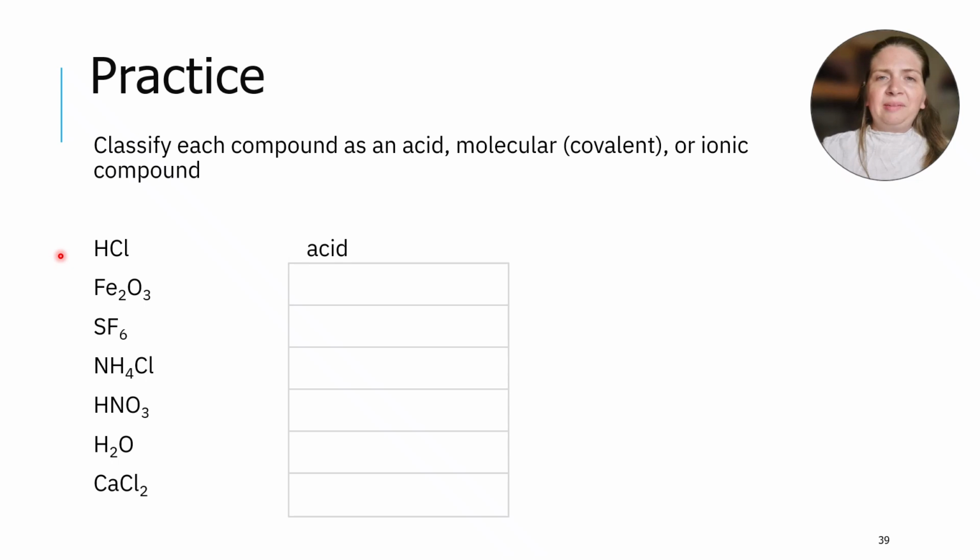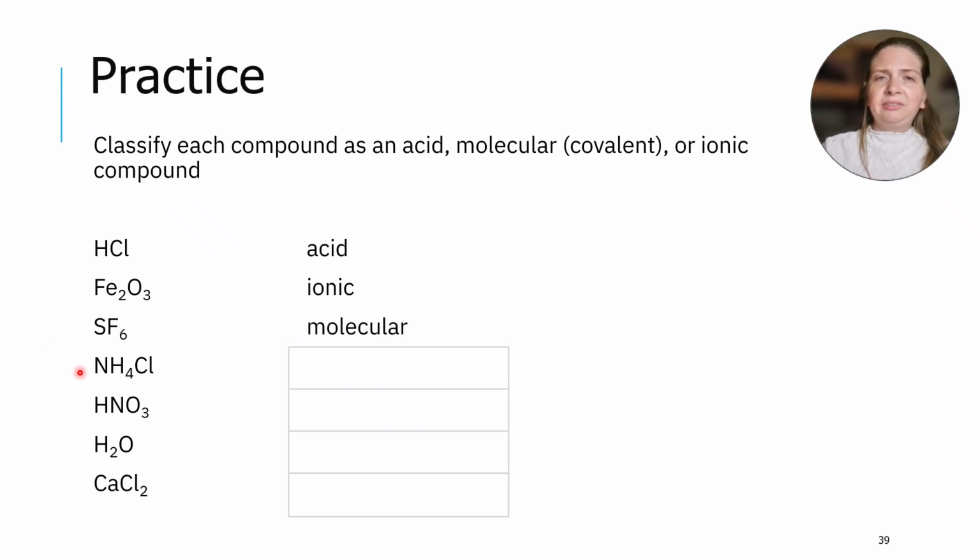The second compound is Fe2O3. It contains iron and oxygen. Iron is a metal and oxygen is a nonmetal, so this is an ionic compound. The third compound is SF6. It contains sulfur and fluorine, and both elements are nonmetals. Compounds made out of only nonmetals are molecular compounds.